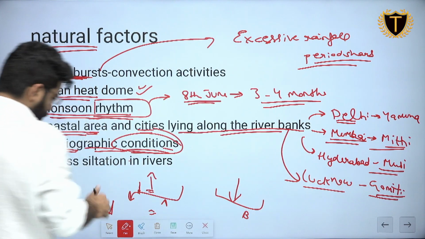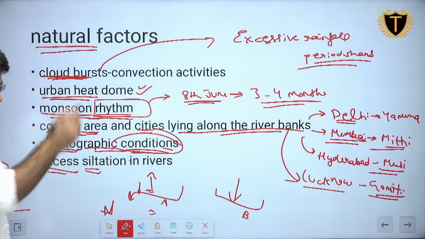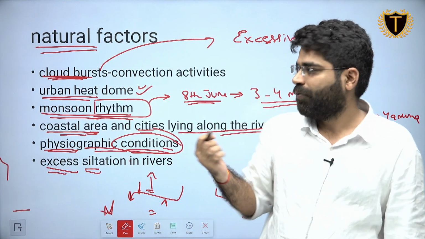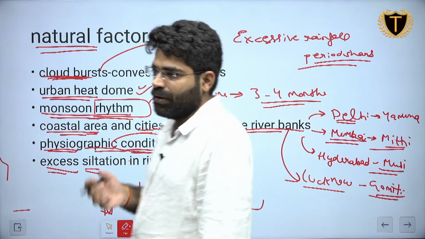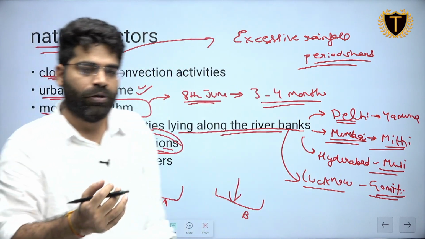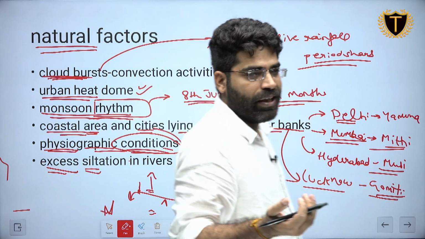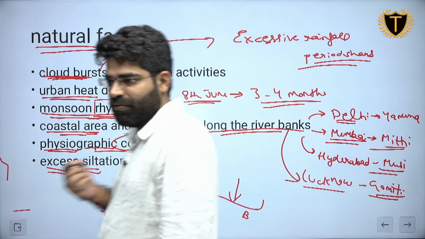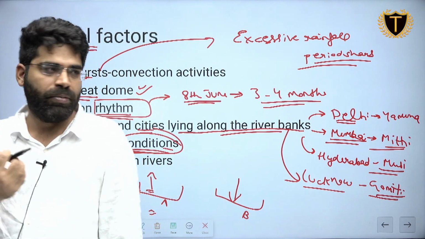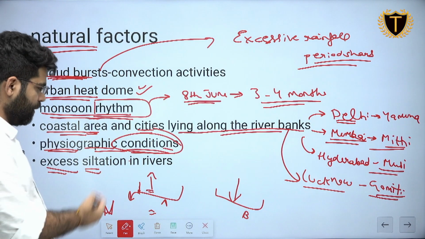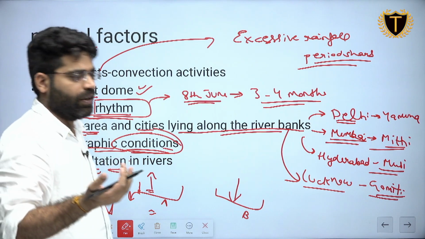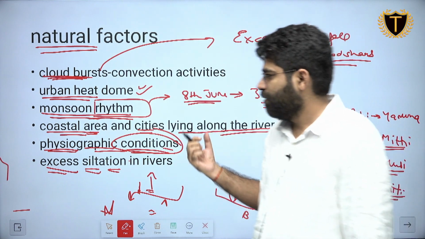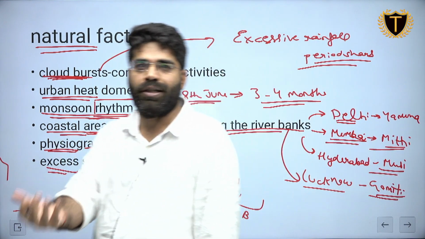Next one is excess siltation in rivers. This point is particularly important for Himalayan rivers. As we know, Himalayan rivers are young rivers, so the possibility of cutting down the valleys is more important for them. More and more valleys would be cut down, so more siltation would happen on the mature phase of the river.